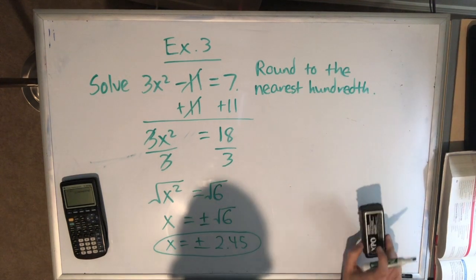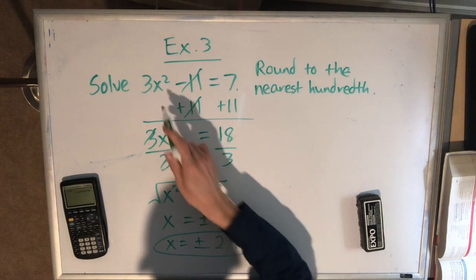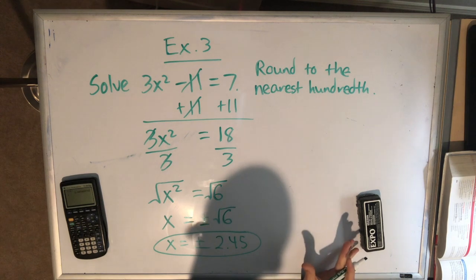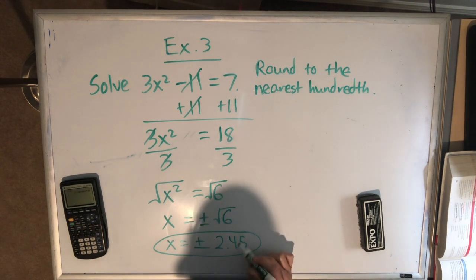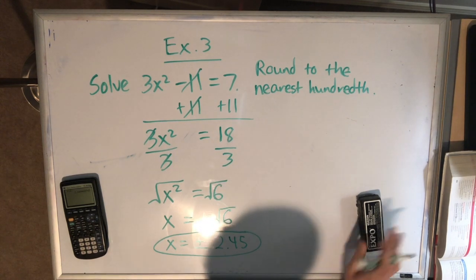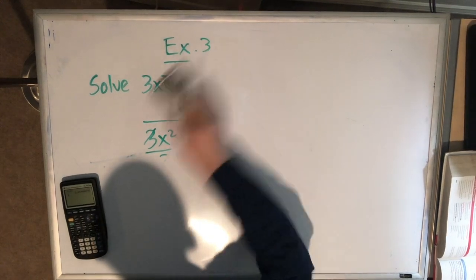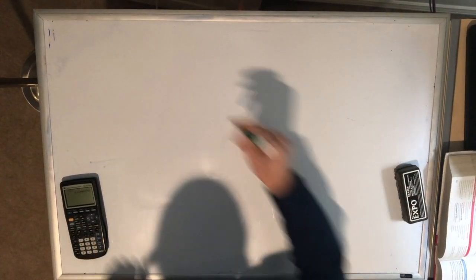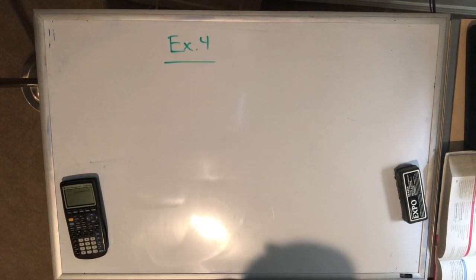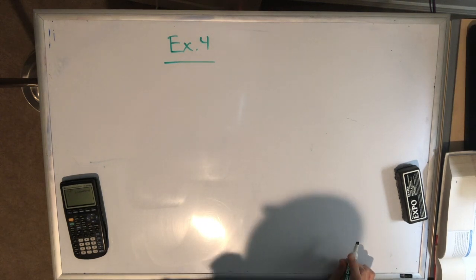And then you can check your answer by substituting in positive 2.45 for x in the original equation. And if the equation is approximately true, then you know you probably have the correct answer. And then do the same thing for negative 2.45. Now let's go to example 4. Turn the page. Okay, solve a quadratic equation.